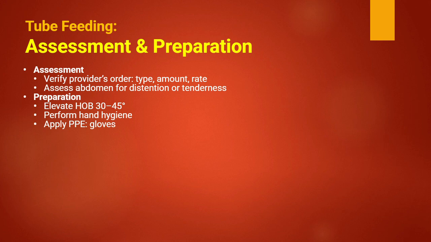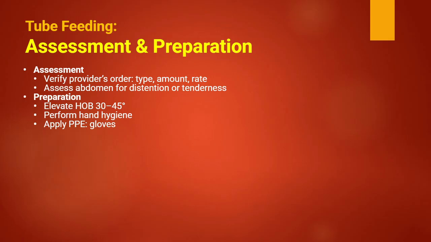Before beginning any tube feeding, it's essential to perform a thorough assessment and proper preparation to ensure patient safety and promote tolerance of the feeding. Start by verifying the provider's order. This includes confirming the type of formula, the amount to be administered, and the prescribed rate. Double-checking these details prevents errors in nutrition delivery, which could lead to complications such as aspiration, diarrhea, or metabolic imbalance.